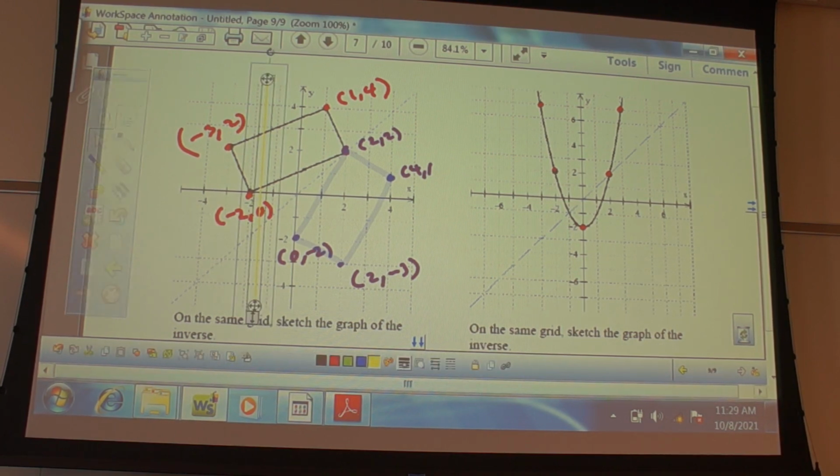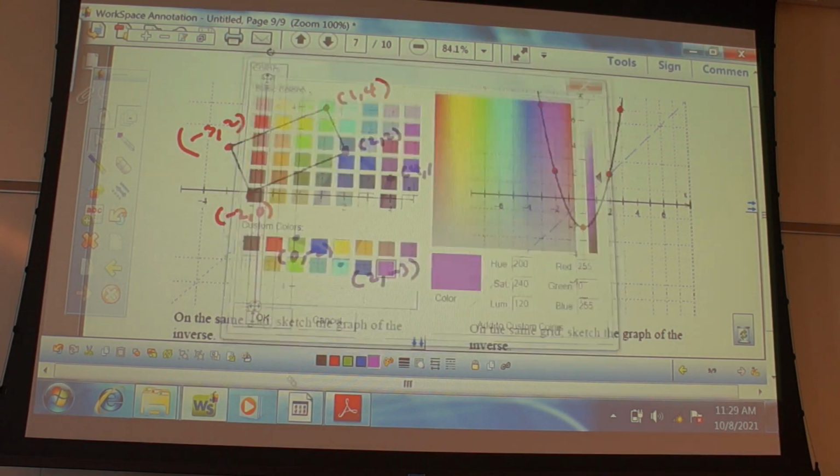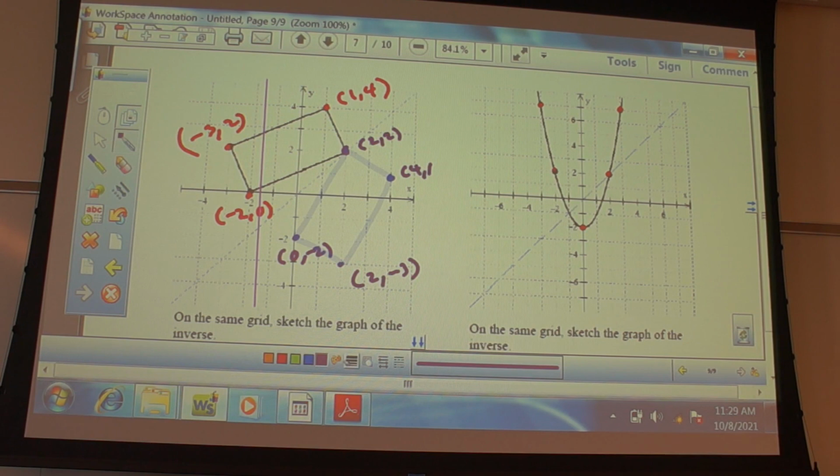And I can make that something brighter, like hot pink. Right, so you can totally see it fails. Fails. The VLT.